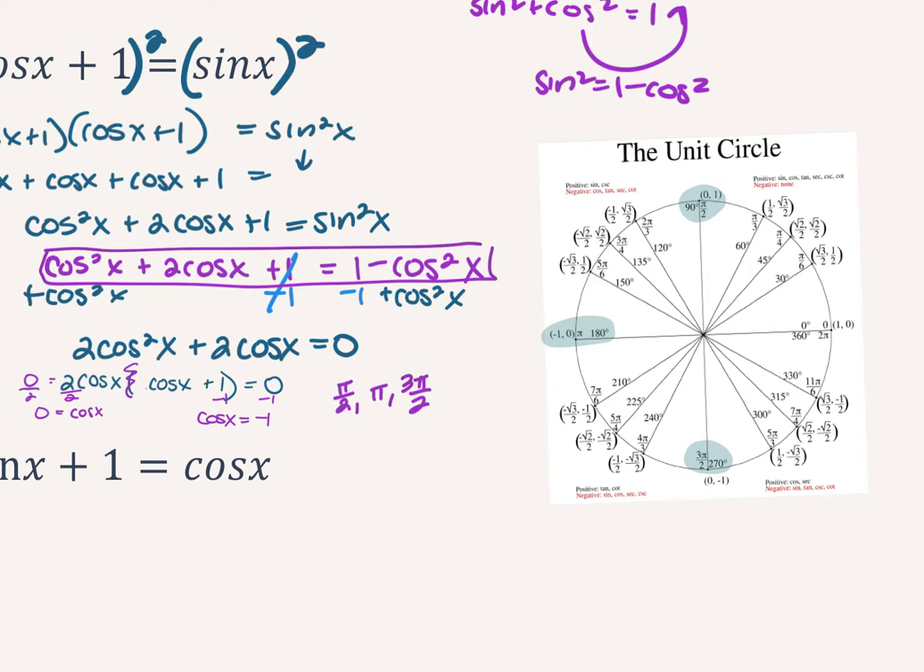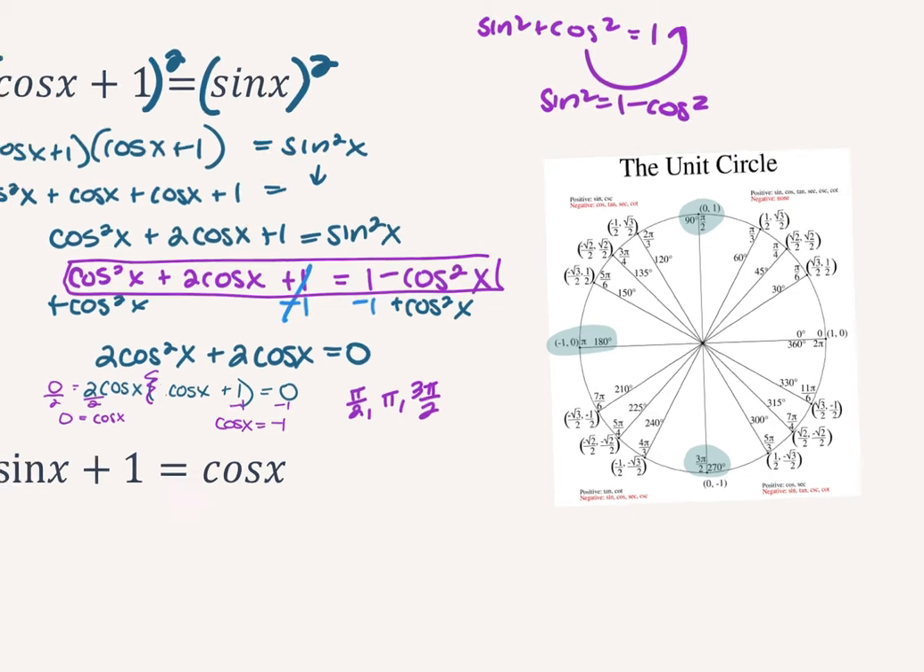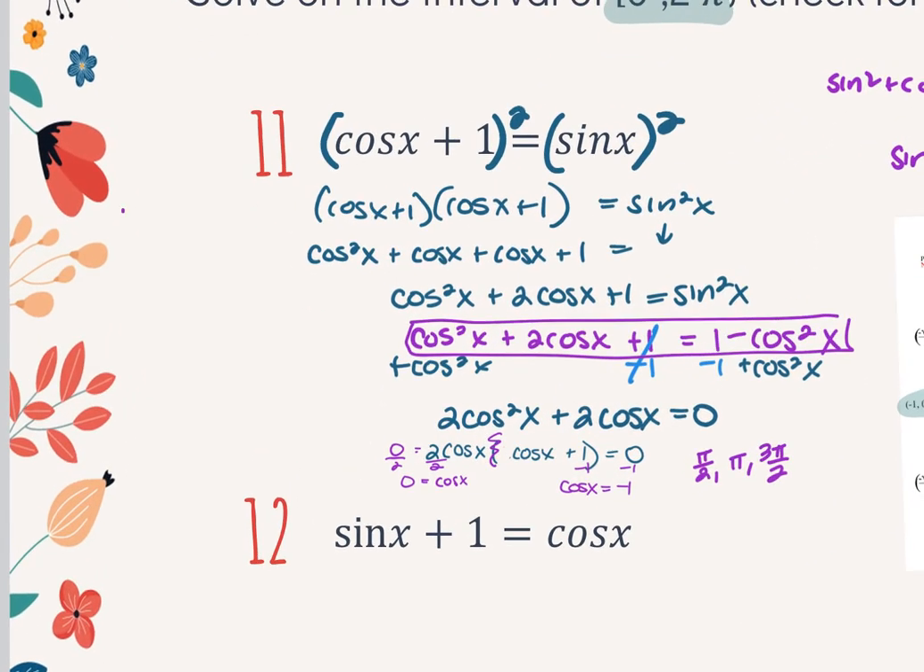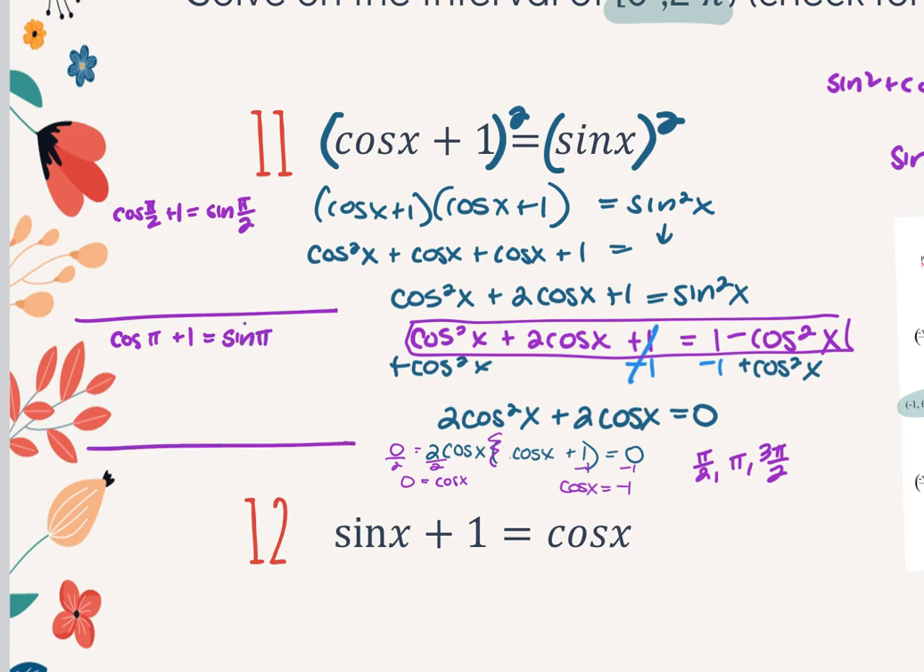Now, when you change your equation by squaring it on both sides, you have to check for extraneous roots. So now I'm going to go back to my original equation, and I'm going to plug in these answers. I'm going to say cosine of pi over 2 plus 1 equals sine of pi over 2. I'm going to solve that. Then I'm going to do cosine of pi plus 1 equals sine of pi. I'm going to solve that. And then I'm going to do cosine of 3 pi over 2 plus 1 equals sine of 3 pi over 2. If the left side doesn't equal the right side, then it's extraneous root. I cancel it out. Okay?